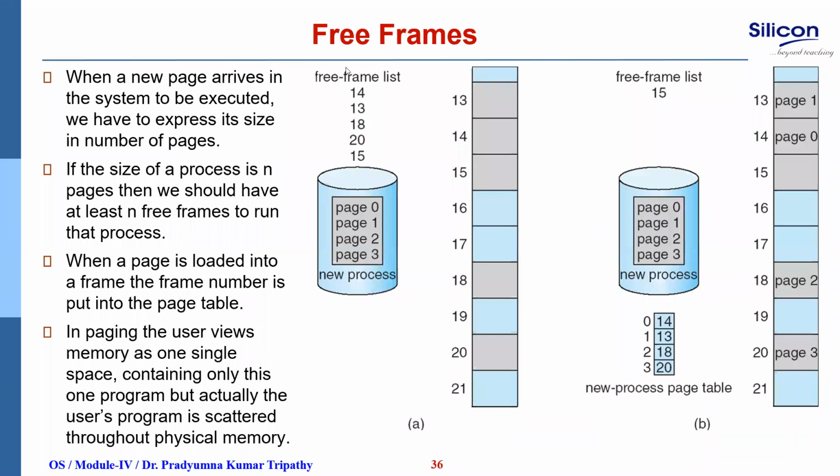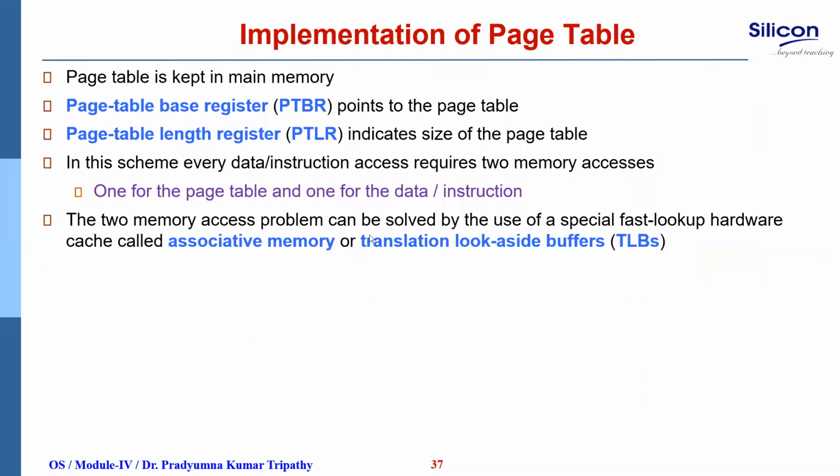Besides that, we have also read the free frames. We have to keep track of which of the frames are free. We have a separate free frame list, so that whenever a new page comes, it will be searched in the free frame list whether any frame is available or not, so that the page can be loaded into that particular frame. So we have read up to that.